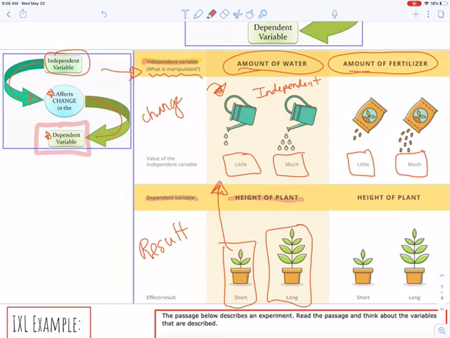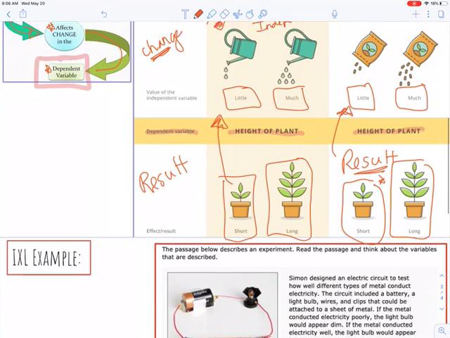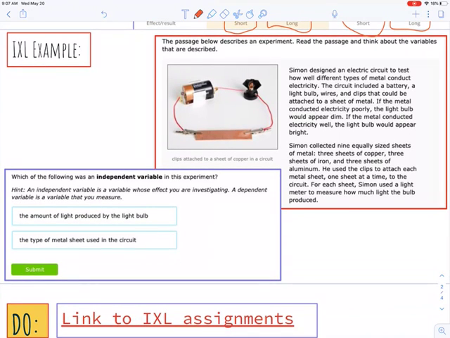The same thing here, the height of the plant, the result might be different because of the amount of fertilizer used. Okay, so this is the end result, or what is affected from the change made, which is the independent variable. So let's do an example because I know this is kind of a complex topic.